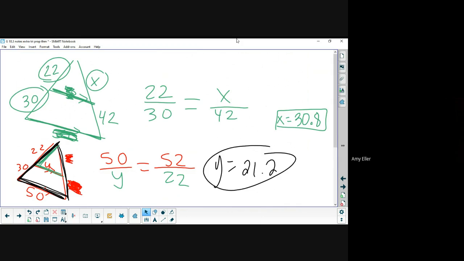Do we like the shortcut? Do we know when to use it? If you're using the parallel sides, don't use it. I can almost guarantee you're going to get the wrong answer.